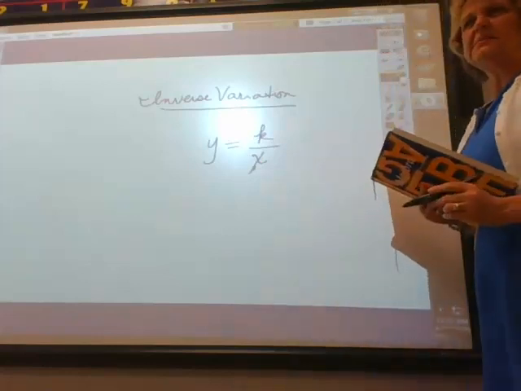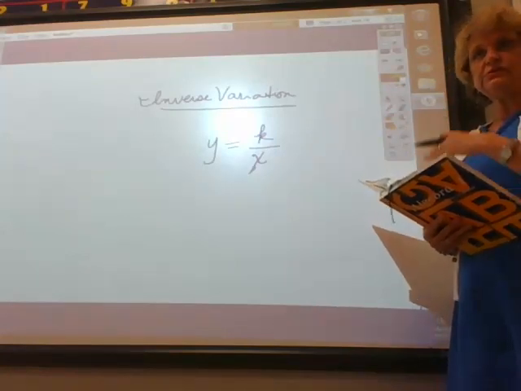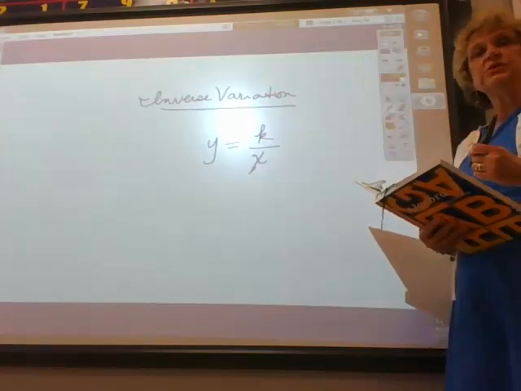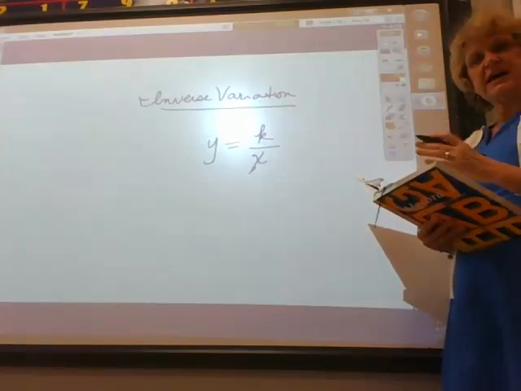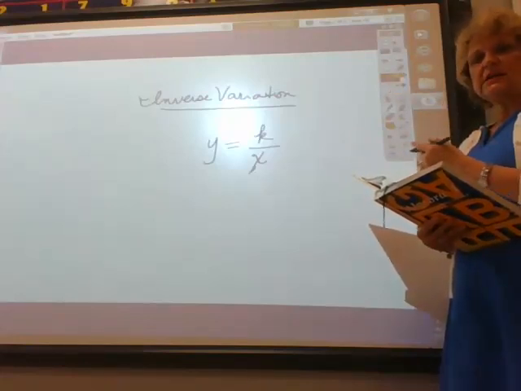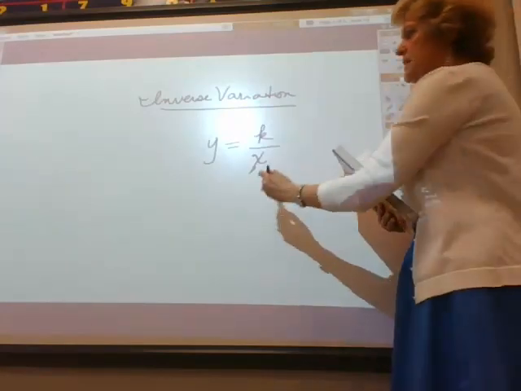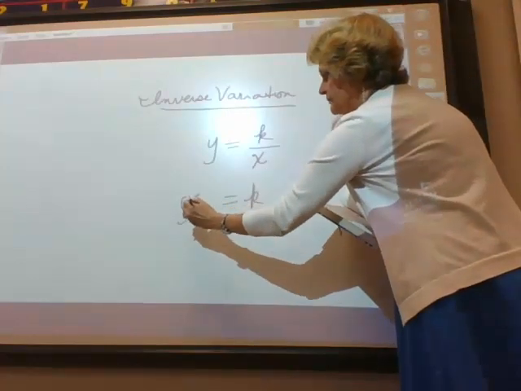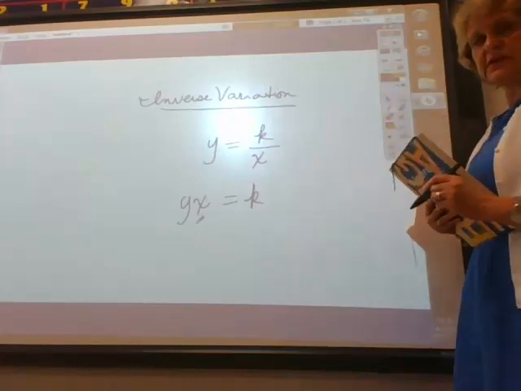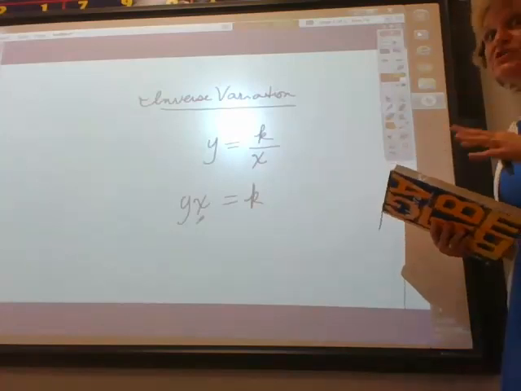Okay, so again, maybe if 10 workers take 6 hours to do something, then 5 workers would take how many hours? So as one variable goes down, the other goes up. Okay, so if 10 workers took 6 hours, then 5 workers would take 12 hours. Those constants are going to be the same. We're going to be multiplying y times x, and that should always be the same with inverse variation problems. That y times x will always be the same number for each different problem.